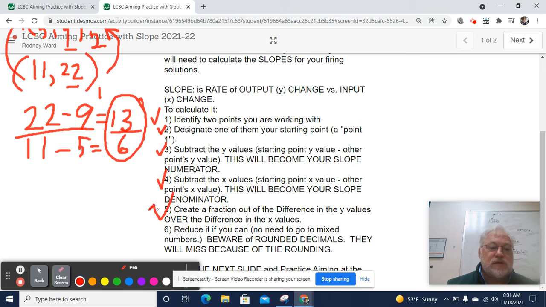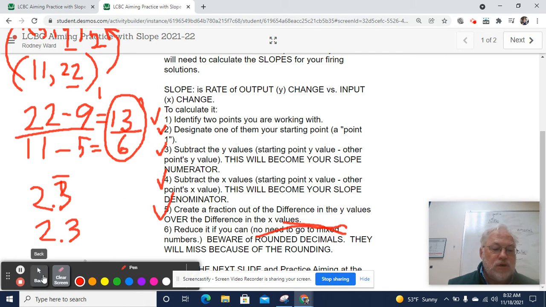Now, we would reduce this if we could, but there's no reducing we can do. You don't need to turn this into a mixed number, so no worries about mixed numbers. This could be turned into a decimal, which would be 2 and 1/3, 2.3 repeating, I should say. If you had to round it, you'd call it 2.3. But 2.3 is less than 2.3 repeating, so your slope is going to miss. All right, so I've done all of those.